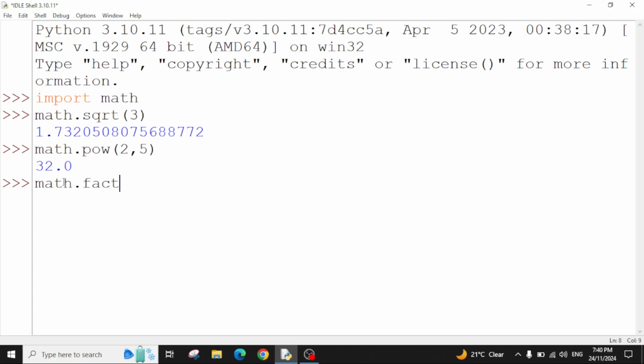The next math function is factorial. It will help us to find the factorial of a number. Say I have to find the factorial of 5. So the factorial of 5 comes to be 120.